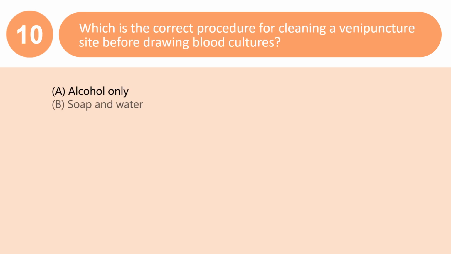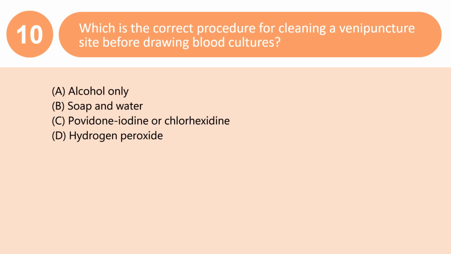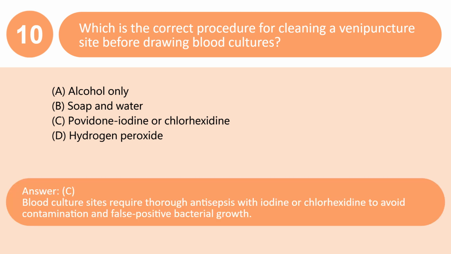Which is the correct procedure for cleaning a venipuncture site before drawing blood cultures? A. Alcohol only. B. Soap and water. C. Povidone iodine or chlorhexidine. D. Hydrogen peroxide. Answer: C. Blood culture sites require thorough antisepsis with iodine or chlorhexidine to avoid contamination and false positive bacterial growth.